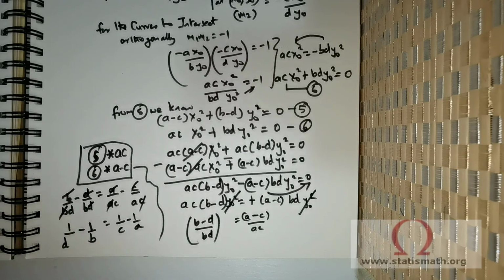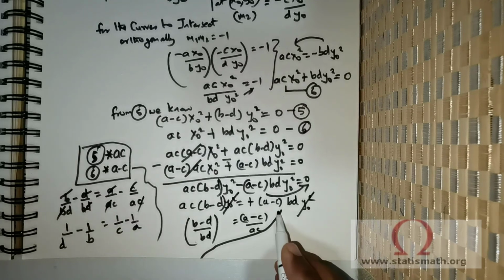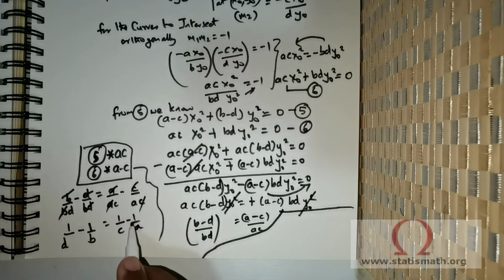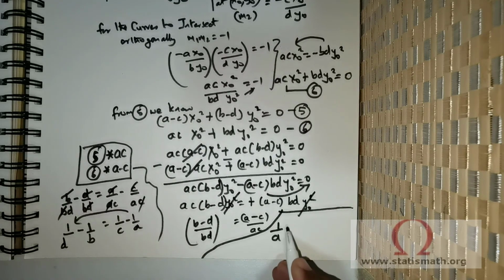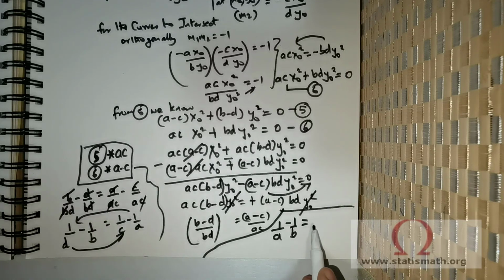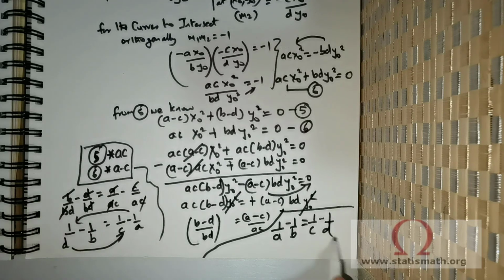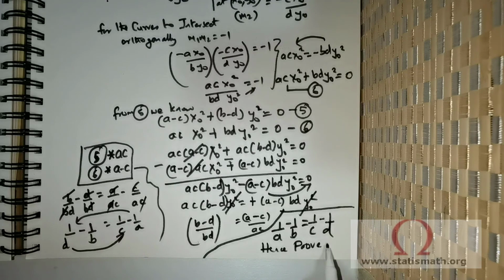Now this is further rewritten, because we are expected to obtain the solution that the question wants us. So what I'm going to do, I'm going to move positive 1 over a negative 1 over b is equal to, now 1 over d is here. I'm going to move it to the right. So that's going to be 1 over c negative 1 over d. So this is what is required, and I have proved.